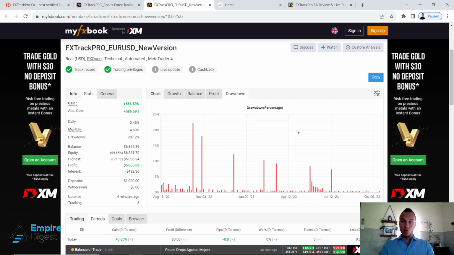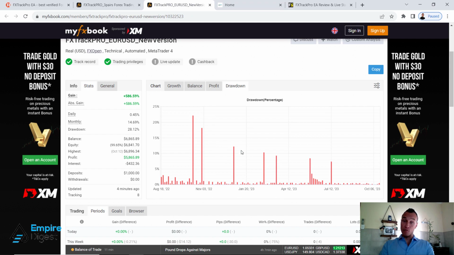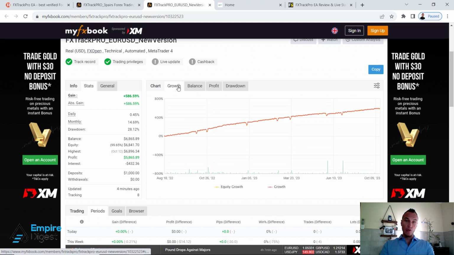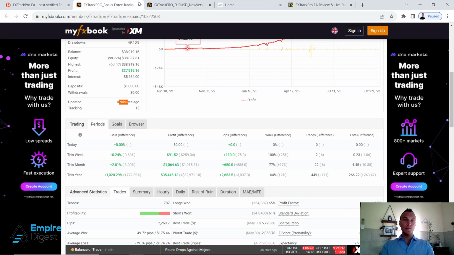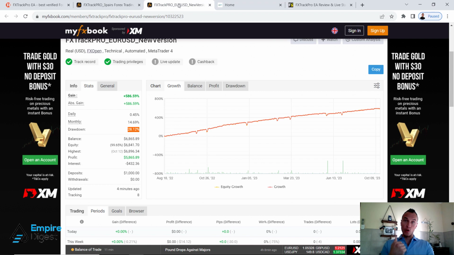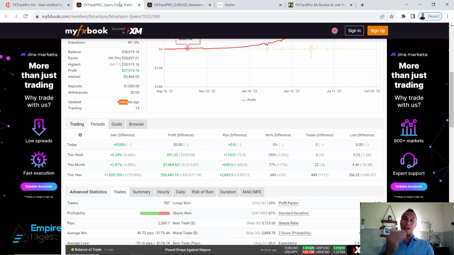Let's quickly have a look at the drawdown. The drawdown is looking very consistent, very good. Actually, very low drawdowns. And if you go to growth, it's looking phenomenal. Okay, so on this one, the monthly average growth is 14.69%, and the drawdown is 28%. Not bad. Obviously, the lower the drawdown, the better. That is what you want, a low drawdown.